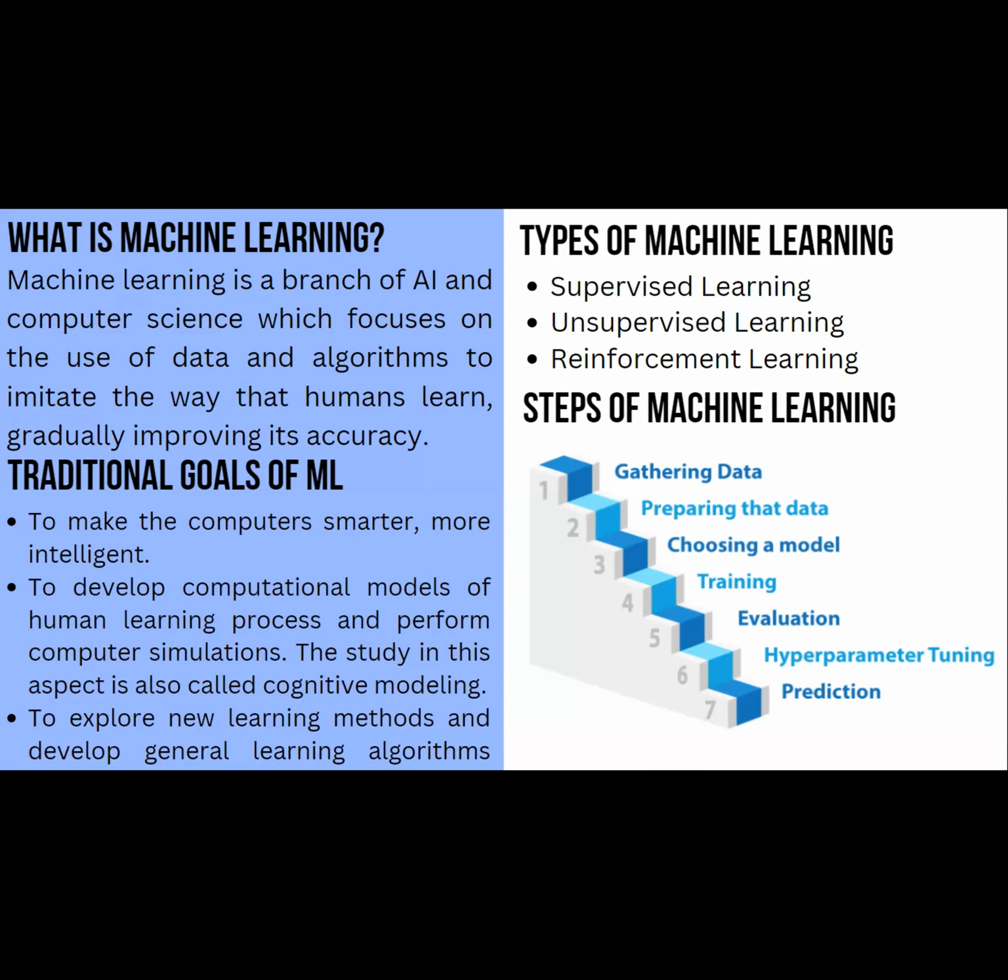To explore new learning methods and develop general learning algorithms. Maybe in the starting we had a few algorithms, maybe 10. Then we kept on mixing, learning, improvising. Now we have n number of algorithms which we can again mix and match and keep our machine learning and improving the output for our algorithms. Now, the types of machine learning: first is supervised learning.